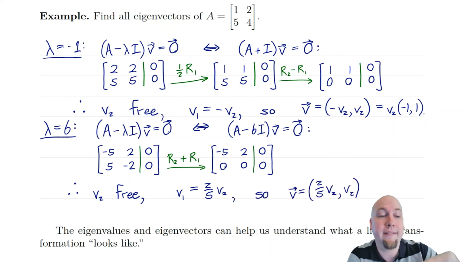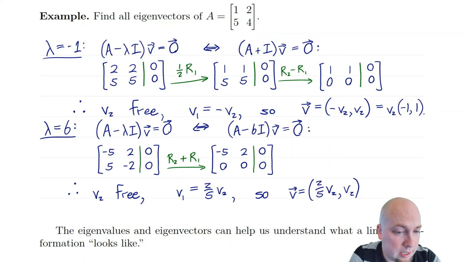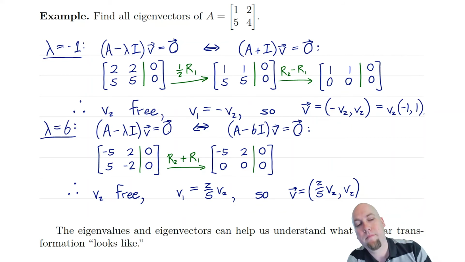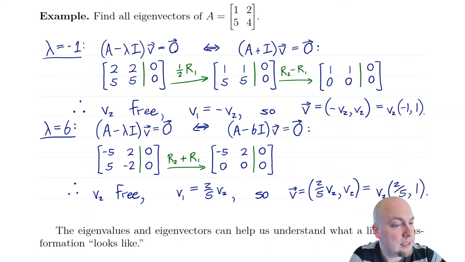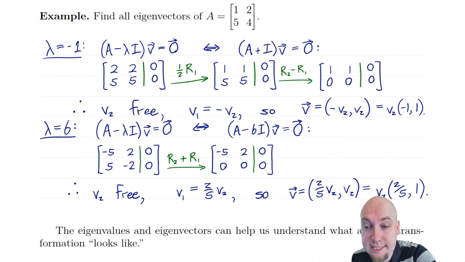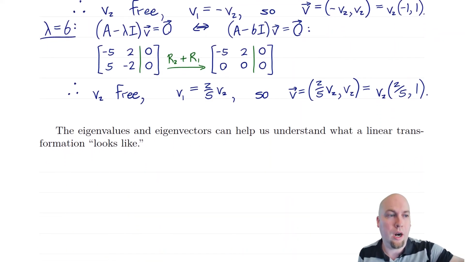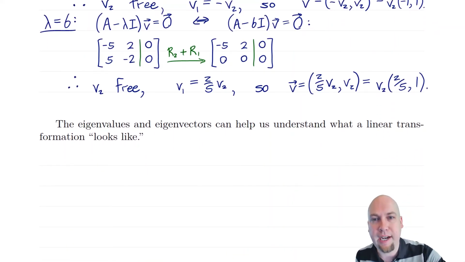So my eigenvector looks like this. What is V1? Well, it's 2/5 V2, so that's my first entry. And V2 is free, so it's just itself. These are what my eigenvectors look like. Again, I can factor out my free variable V2, and I get V2 times this vector 2/5, 1. So every multiple of this vector 2/5, 1 is an eigenvector. All non-zero multiples of that, anyway, are eigenvectors associated with the eigenvalue 6 of this matrix.